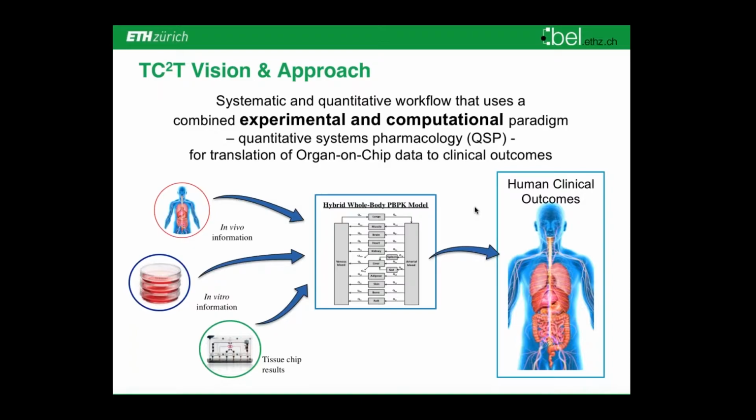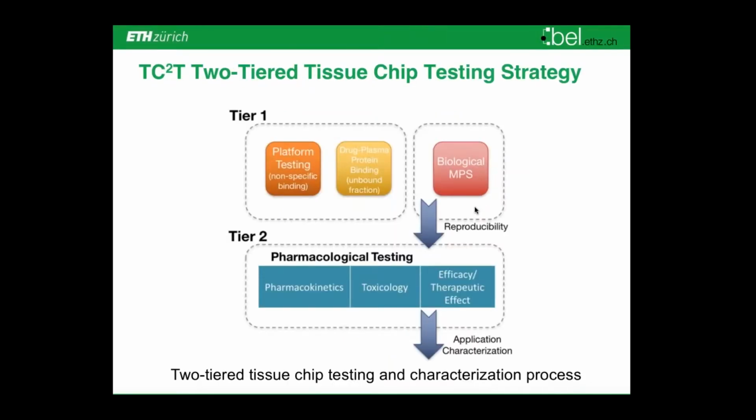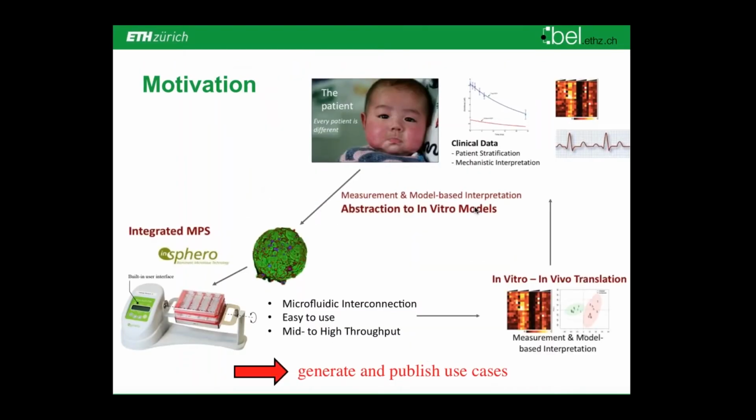They use platforms, cell culture medium, biology to validate these systems. And this is the testing strategy. They start with platform testing and drug plasma protein binding, go then to the biological MPS, and then try the pharmacological testing of pharmacokinetics, toxicology, and efficacy. And so I hope we can contribute to that, so that they are actually starting to be adopted.